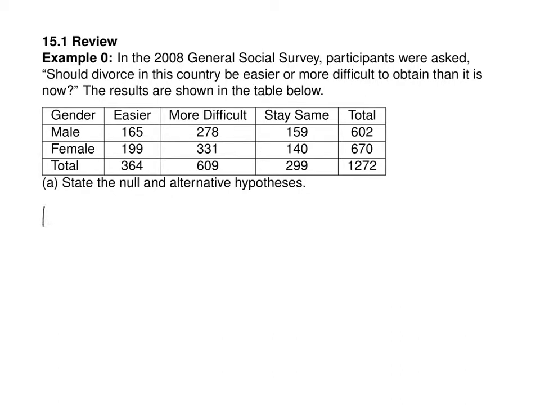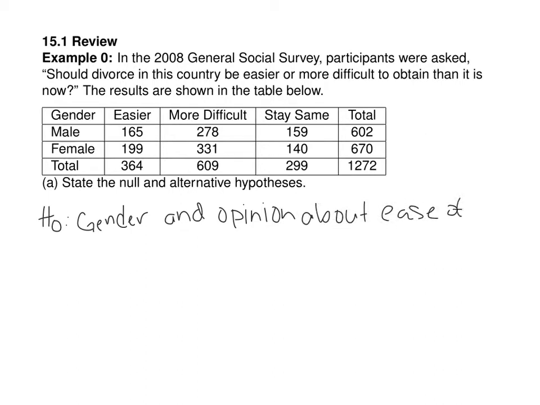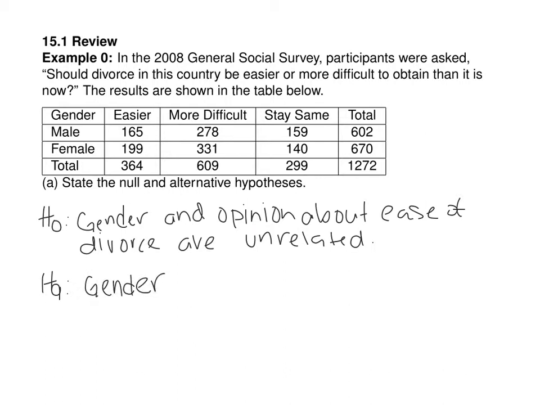So the null hypothesis is that gender and opinion about ease of divorce are unrelated. In these examples, you almost always write your null hypothesis and alternative hypotheses in words just because there's no sort of symbols that are obvious. And HA is that gender and opinion about ease of divorce are related.